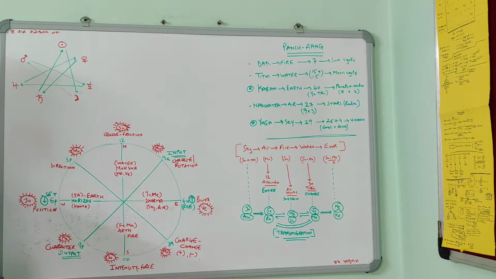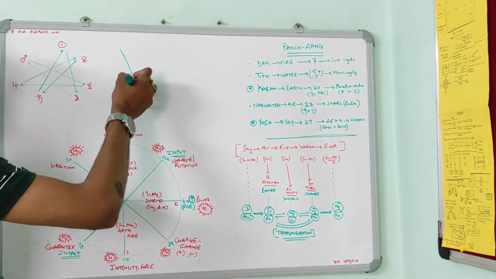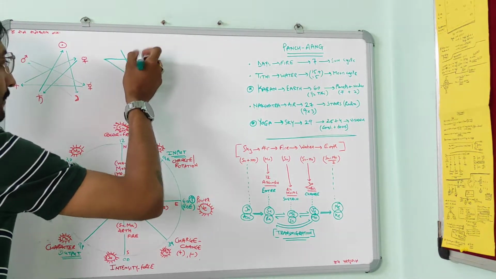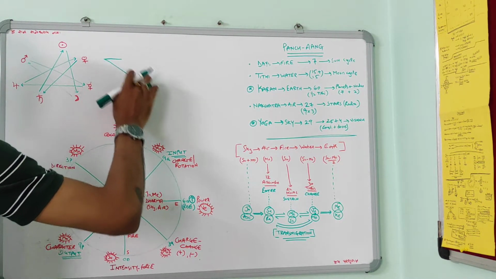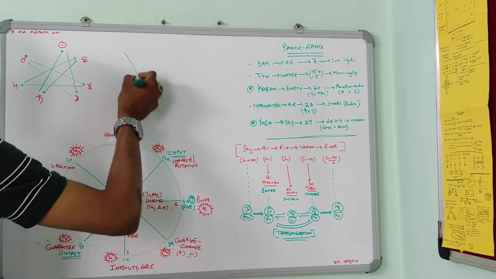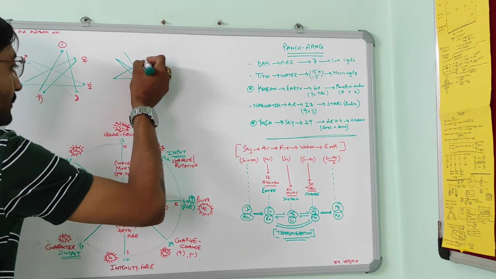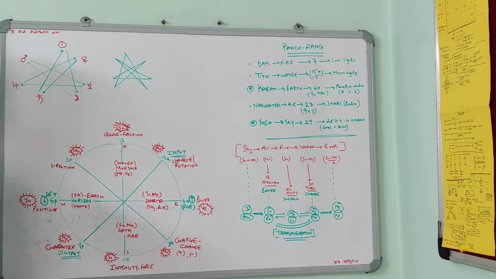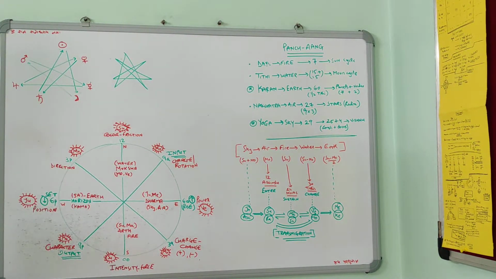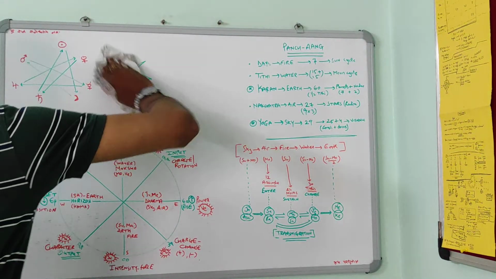Okay, so we got a star over here. Okay, simple like this. Sunday, Monday, Tuesday, Wednesday, Thursday, Friday, Saturday, Sunday. Okay, we got the star. Getting my point? So this is the star.